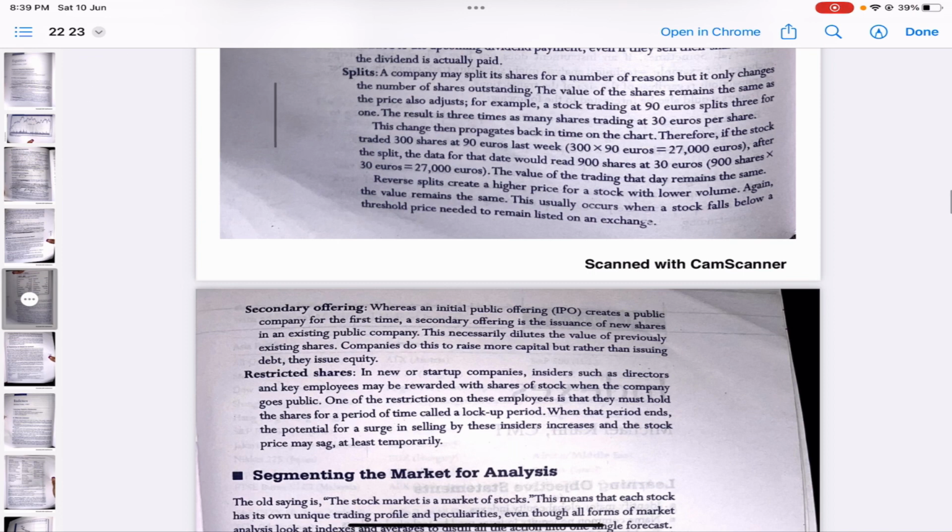So that is my ex-dividend. Now we come to the next terminology, which is splits.